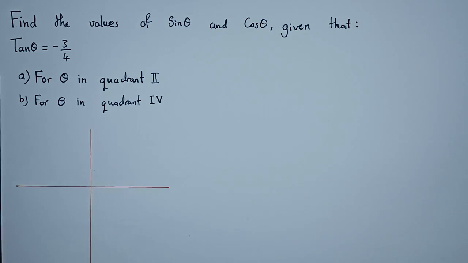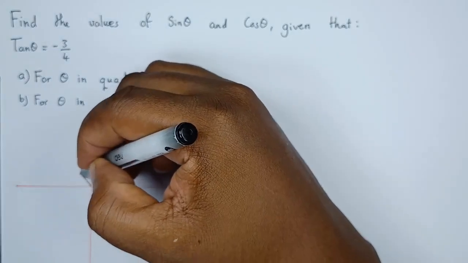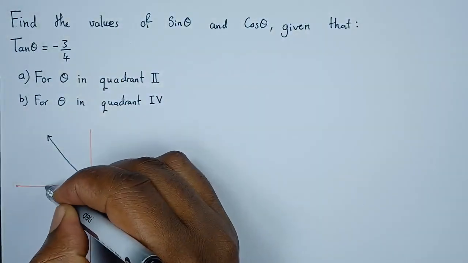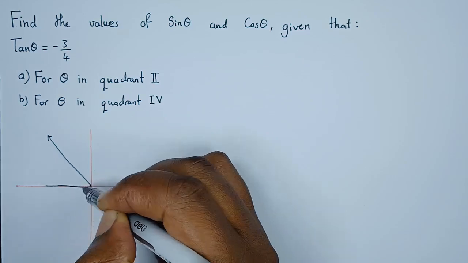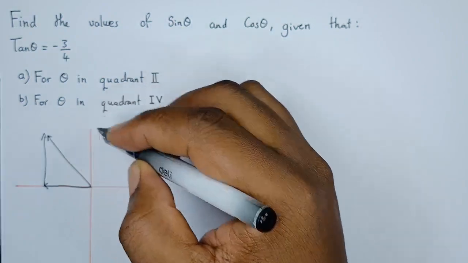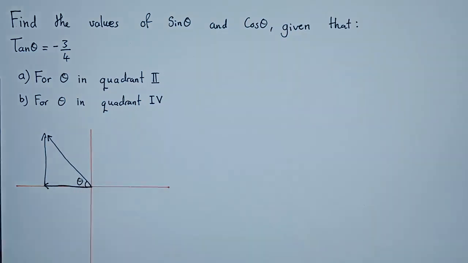So to start with, let us go in the second quadrant. So in the second quadrant, this is the triangle we can create like that. Then we'll have it in the x-axis. So component in the x, another component in the y, like that. So our angle of interest is this one here.